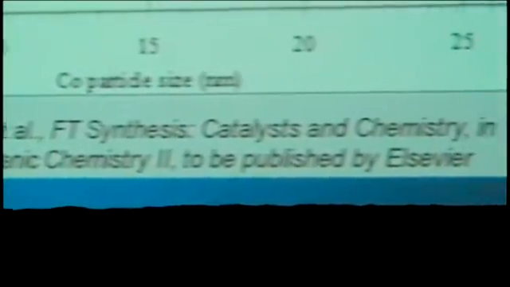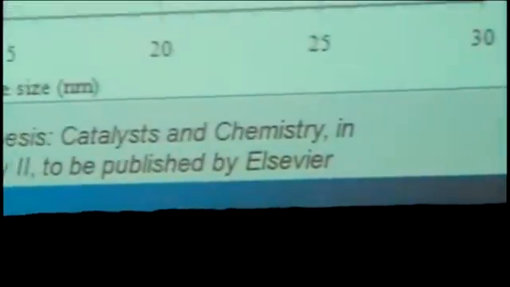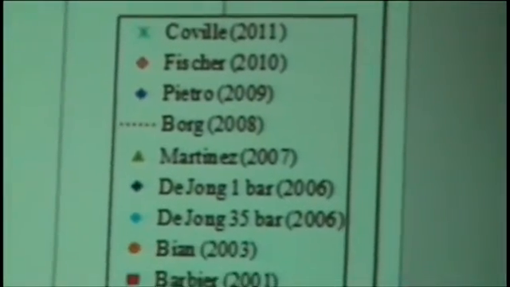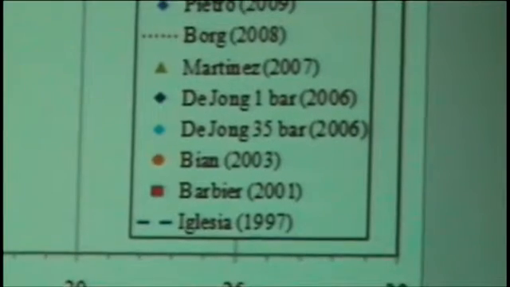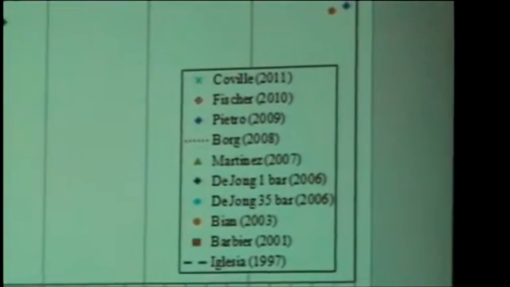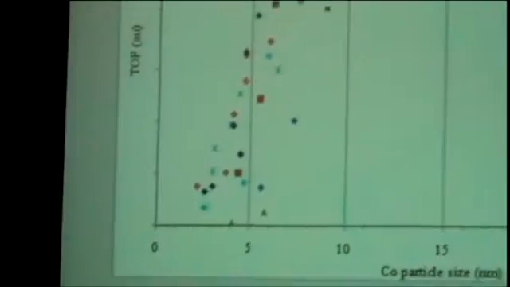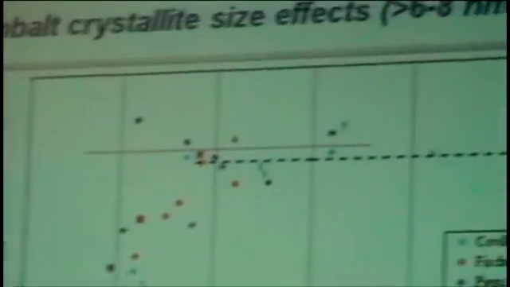This is a picture that we've seen before. What is the effect of the cobalt crystallite size? What we've tried to do here is combine all the recent literature on this topic, with probably the highlight being the work from the group of De Jong. And what all these publications together show is that there is a critical cut-off value for your crystallite size of about 6 to 8 nanometers, which you should not go below.